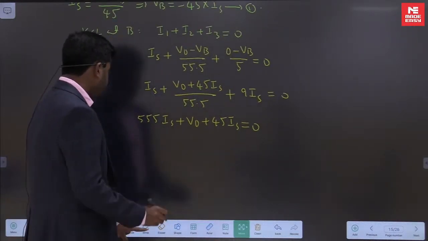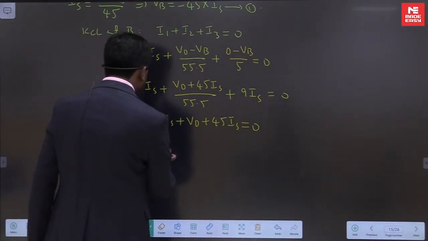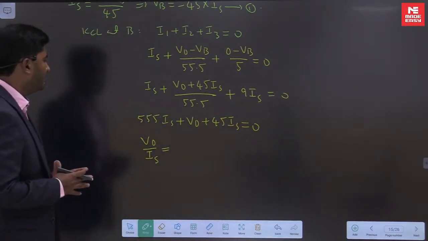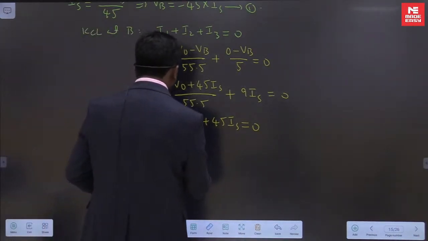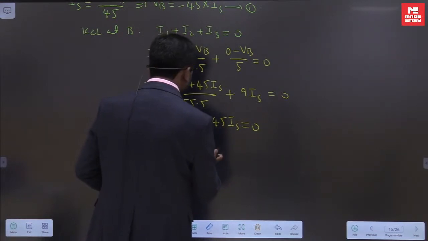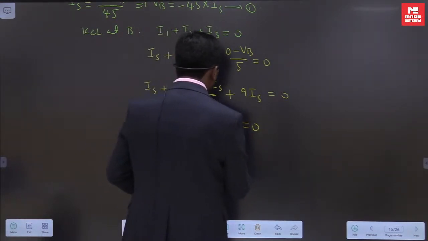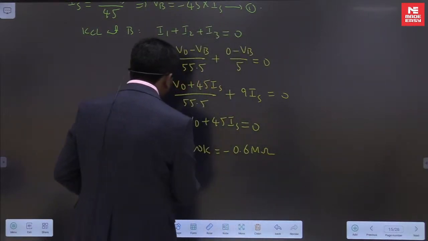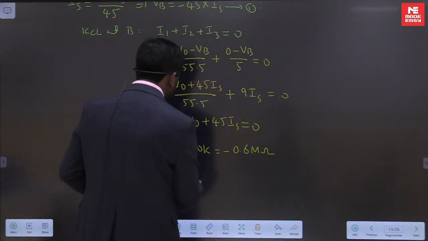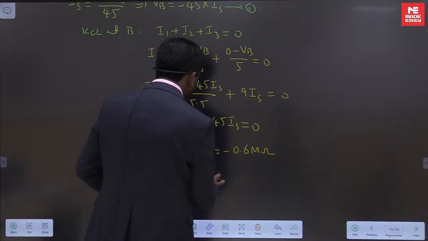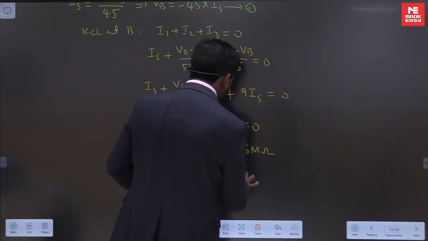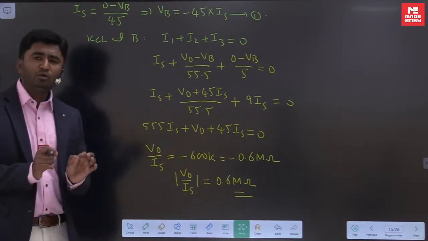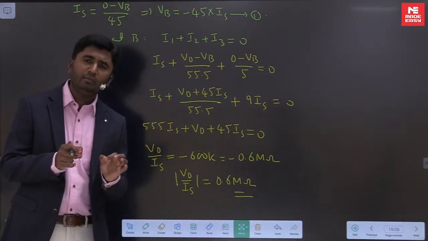If you rearrange, you will get V0 upon IS is equal to minus 600K, or minus 0.6 mega ohm. We want the magnitude of this gain. So the magnitude will be 0.6 mega ohm. Okay, this is the question: magnitude of transfer impedance in mega ohm.